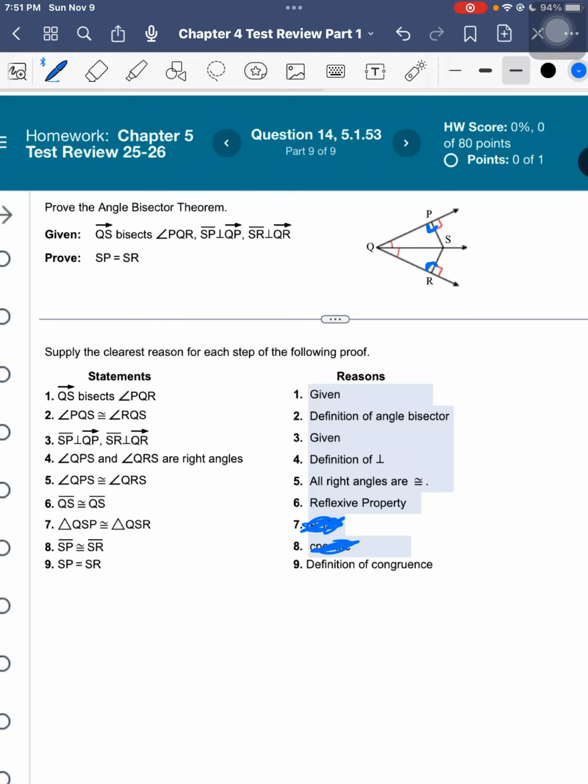Okay, look, step 5. Angle QPS and QRS are both congruent. Okay, I already did that. What else do I know? Oh, right here, step 2. Look at step 2. PQS and RQS are congruent. So they already did that for us. So the only thing that we had to do was this QS right here.